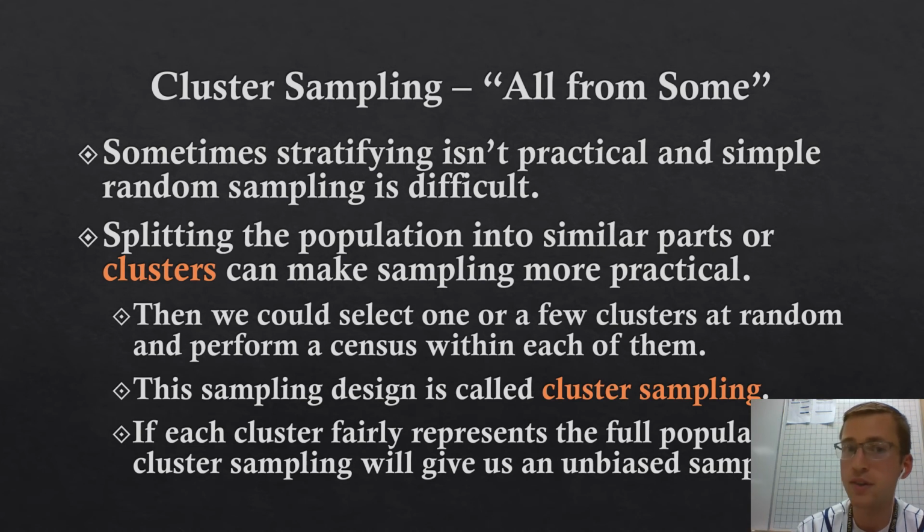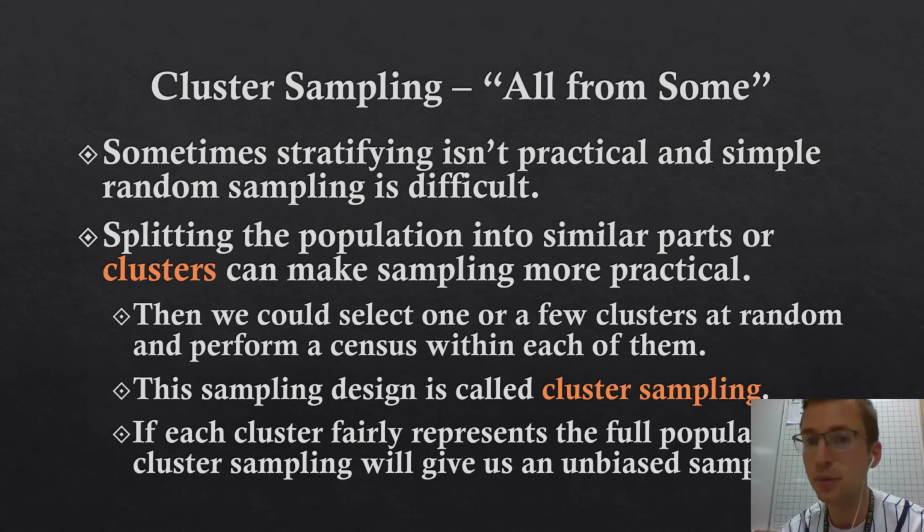I have to warn you guys, stratified sampling is often mistaken for our next sampling method, which is called cluster sampling. Stratified, remember, that was "some from all." So we were taking some from each of our stratified groups. With cluster sampling, we are taking all from some of our groups. So not looking at all the groups, but we're going to take all from some of those groups, okay?